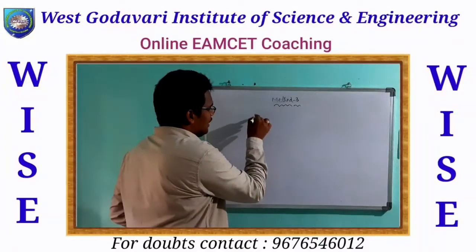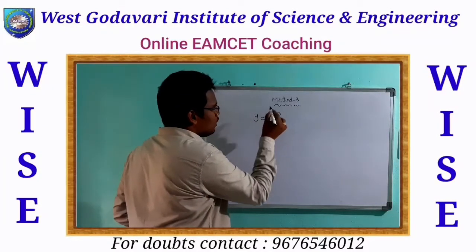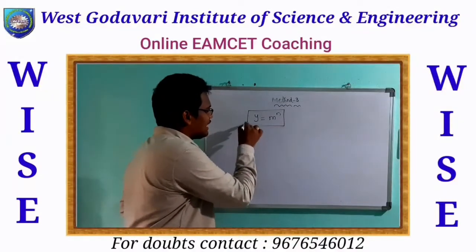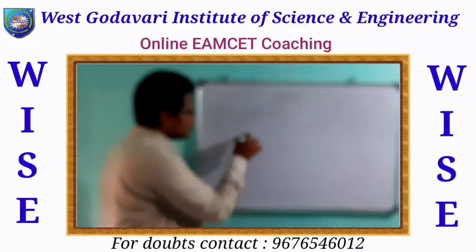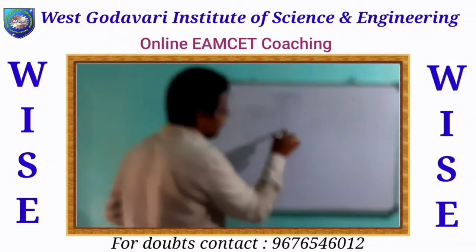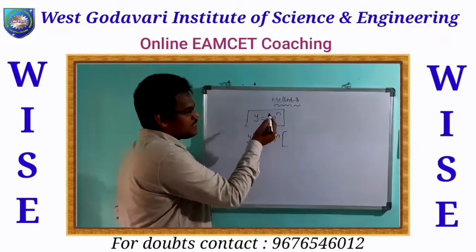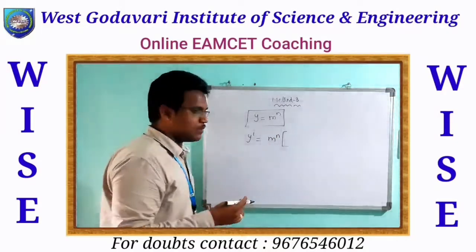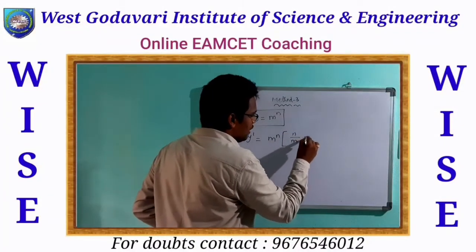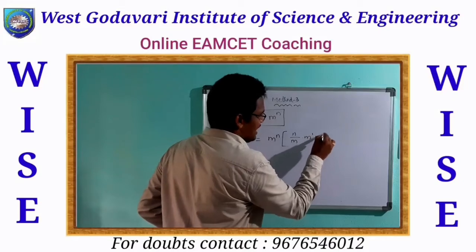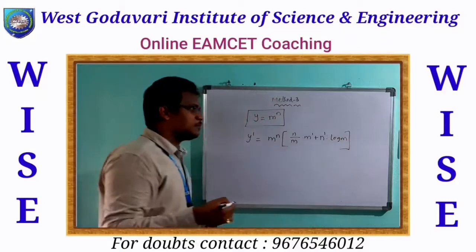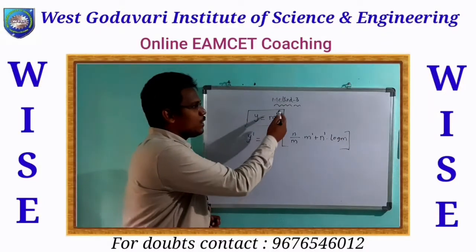In method 3, if y is equal to m power n, where the function is in the form of m power n, then the differentiation is y dash is equal to m power n. Here m is a function and n is another function. So m power n of n by m into m dash plus n dash into log m. This is the shortcut method to solve y is equal to m power n.